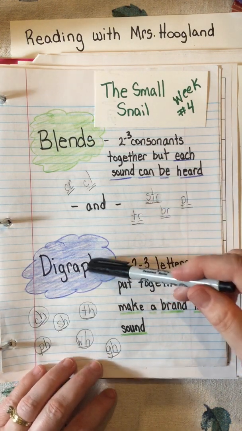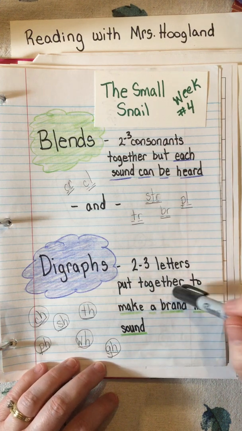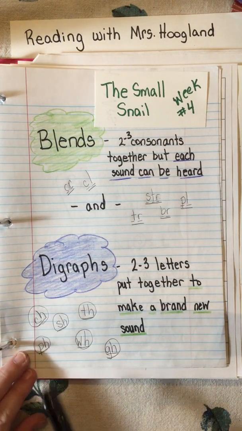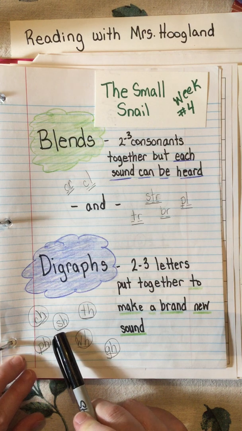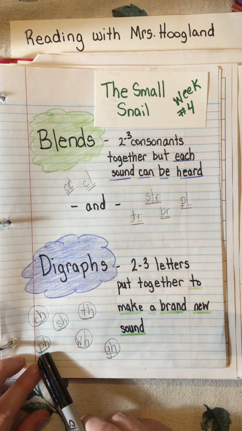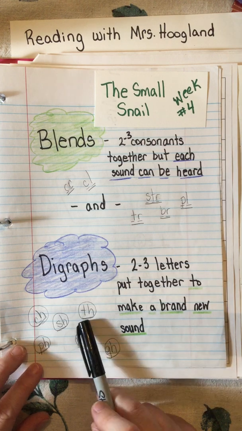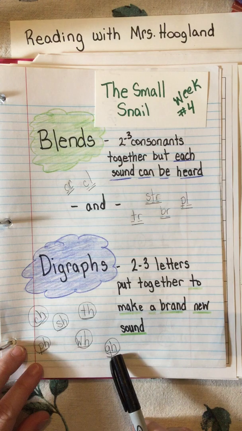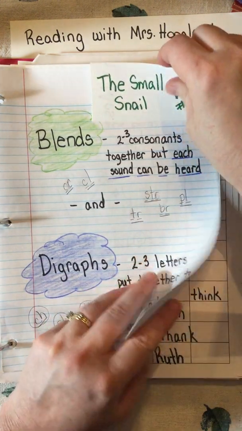Now, digraphs, on the other hand, these are when you put 2 to 3 letters together and it makes a brand new sound. So some examples of digraphs are CH, ch, SH, sh, PH, f, WH, w, or TH, f, or th, and GH, f. All right, here we go to our work.